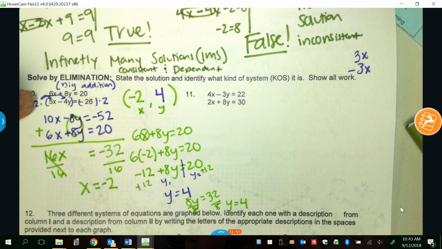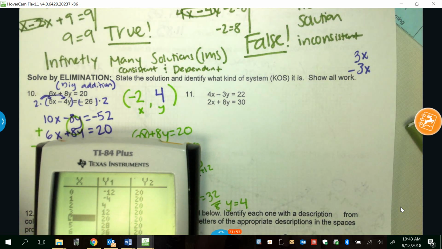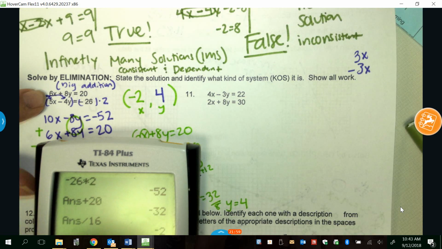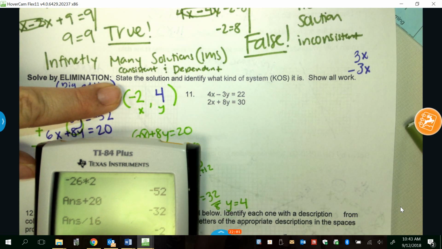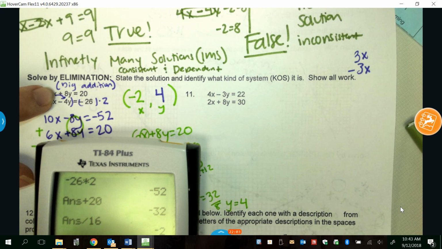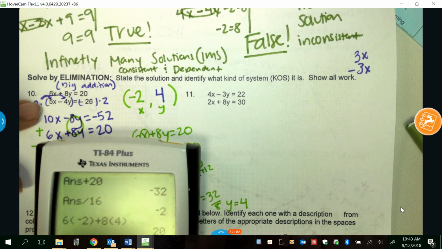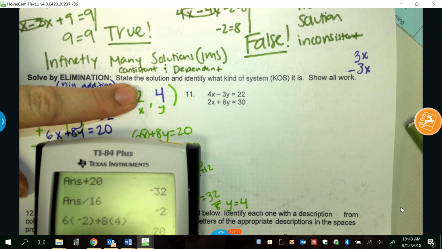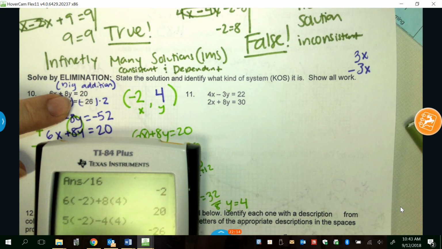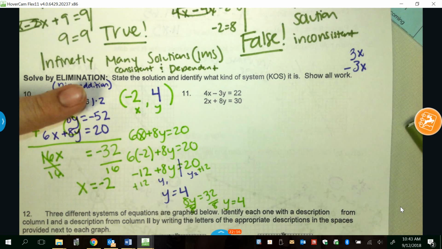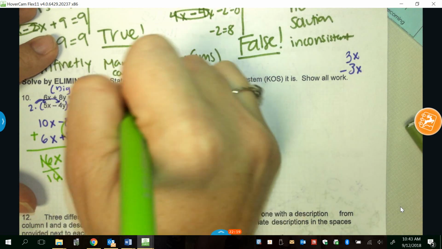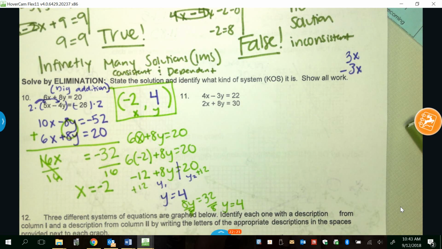Now, again, though, we should check our work. We should always check our work. So 6 times x, which is negative 2, plus 8 times y, which is 4, should equal 20, and it does. 5 times negative 2 minus 4 times 4 should equal negative 26, and it does. So perfect. That is my final answer.